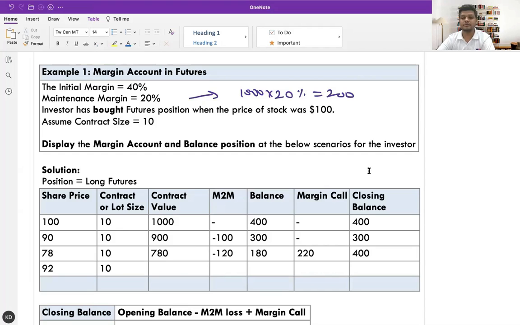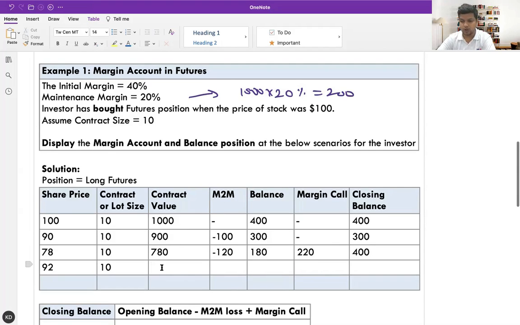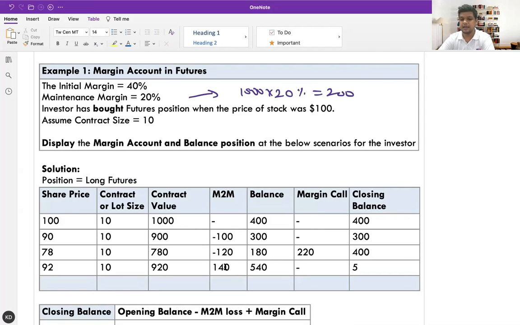Clear? Now see, then the price went up to 92. So now the value is 920. My value of 780 is settled, and 400 was the balance. Now there is a gain of how much? Tell me how much is the gain? 140 is the gain, right? So my balance will now be 540. There's no margin call. 540 will be the balance. Clear?